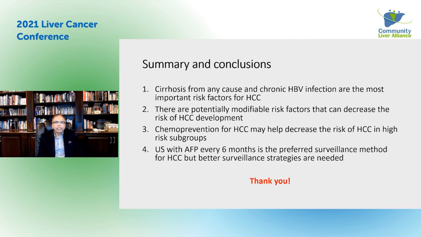So in conclusion, cirrhosis from any cause and chronic HBV infection without cirrhosis are the most important risk factors for hepatocellular carcinoma. There are potentially modifiable risk factors that can decrease the risk of HCC development. Chemoprevention of HCC may help decrease the risk of HCC in high-risk subgroups. Currently, ultrasound with alpha-fetoprotein every 6 months is the preferred surveillance method for HCC, but better surveillance strategies are needed. Thank you.